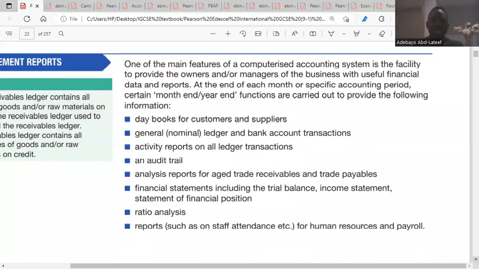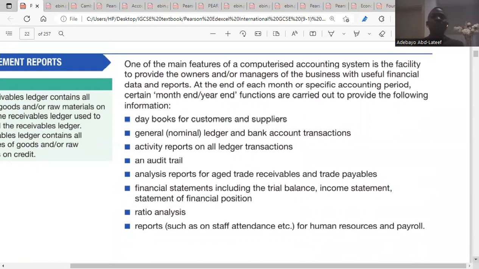So what would they be able to do with the accounting system? I said a computerized accounting system helps to provide the following information. Number one, day books for customers and suppliers. We're talking about the purchases day book or sales day book. Whenever you buy on credit, you need to open a purchases journal, and whenever you sell on credit, you need to open a sales journal. This is what we call the purchases day book or sales day book. So instead of manually opening it, you open it through the system. Is it clear? Yes.